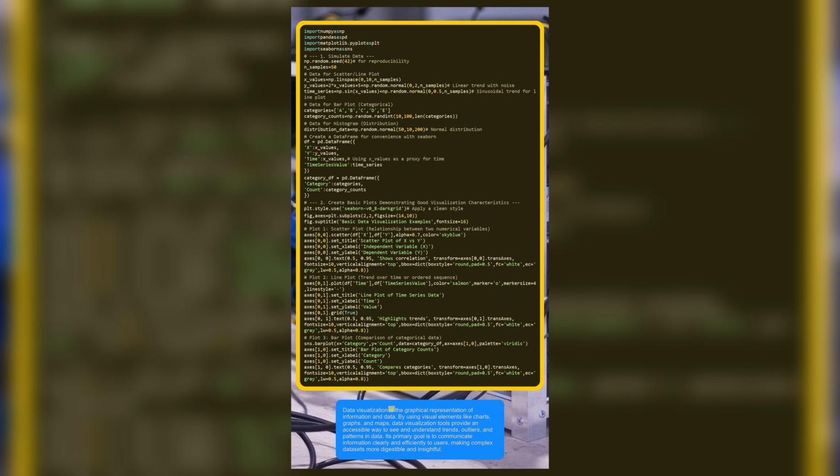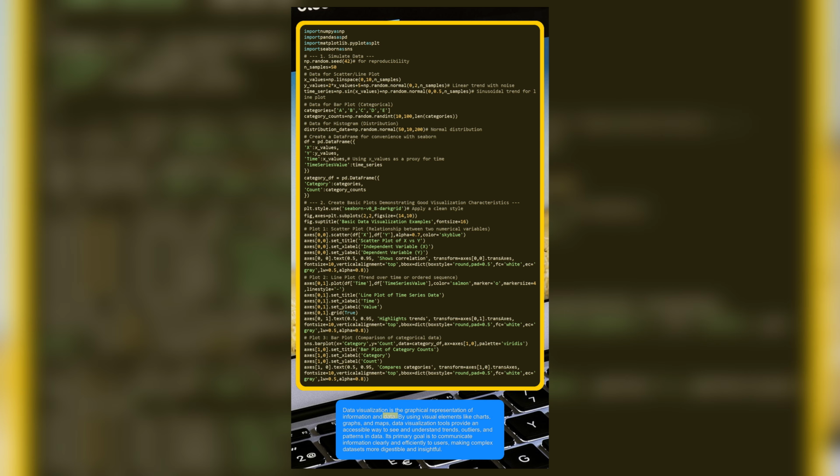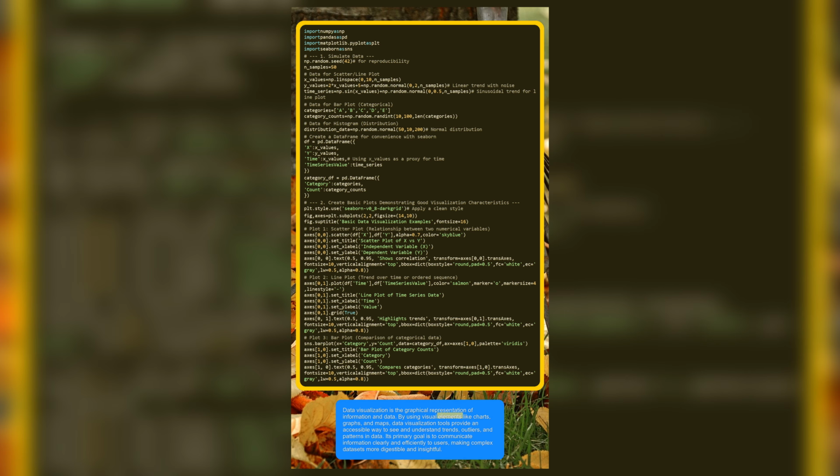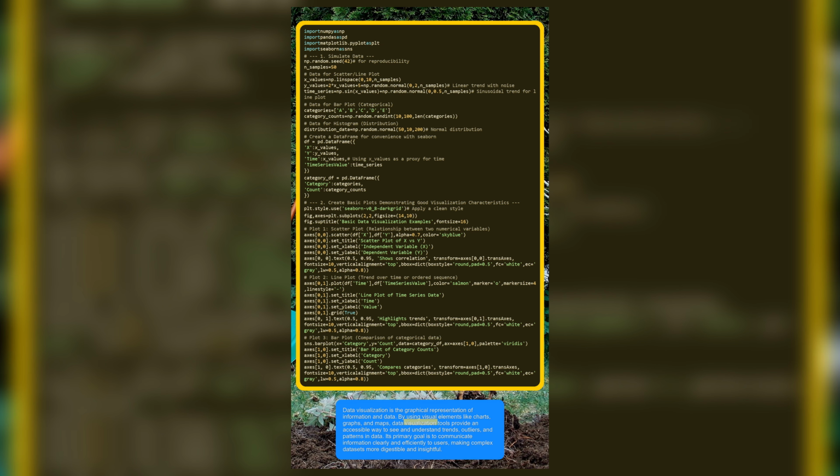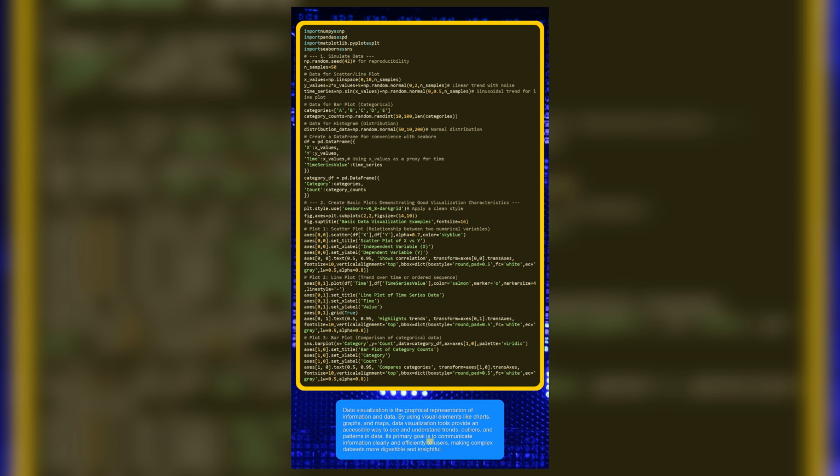Data visualization is the graphical representation of information and data. By using visual elements like charts, graphs, and maps, data visualization tools provide an accessible way to see and understand trends, outliers, and patterns in data. Its primary goal is to communicate information clearly and efficiently to users, making complex datasets more digestible and insightful.